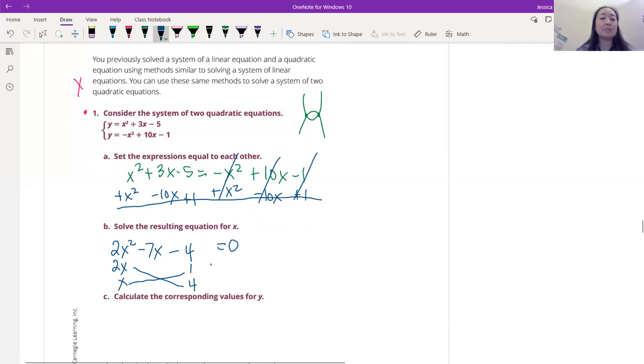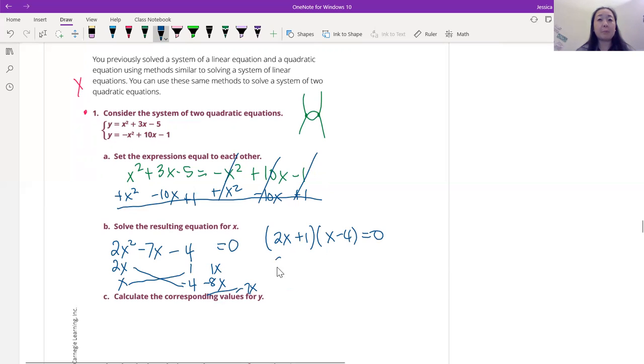So x times 1 is 1x. 2x times 4 is 8x. Well, which one has to be negative? It has to be my 8x, which is going to be negative. So this is going to be my negative 7x, which is exactly what that is. And then negative 4 times 1 is going to be negative 4. So we're good there too. So our factored form is going to be 2x plus 1, and x minus 4. So this is in factored form.